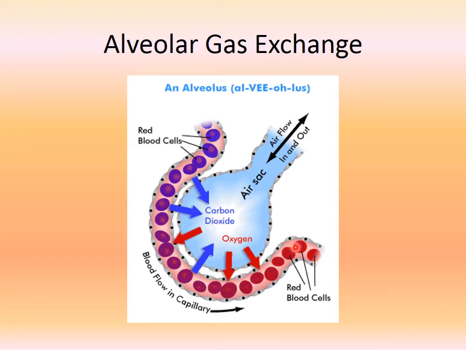And now we have yummy oxygenated blood that goes back to our heart, into the left side of the heart, so it can be pumped out into our aorta to feed our entire body and help with internal respiration.